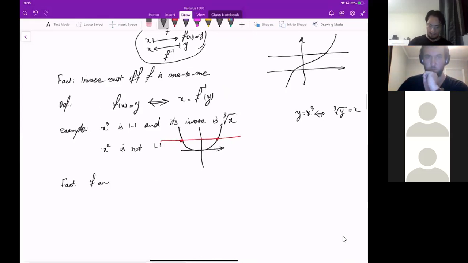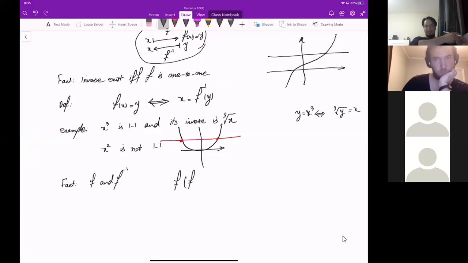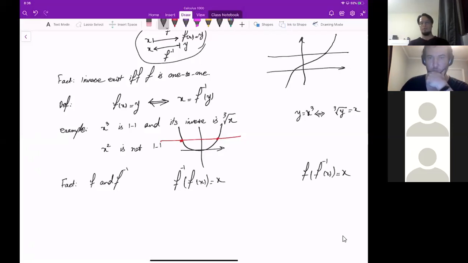f and f inverse satisfy this property: if you go by f and then come back by f inverse, you will generate the same number. And this will go that way. So here x must be in the domain of f, and here x must be in the domain of f inverse.